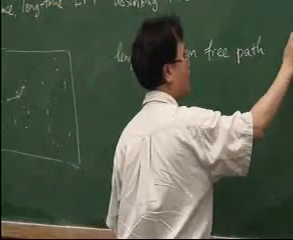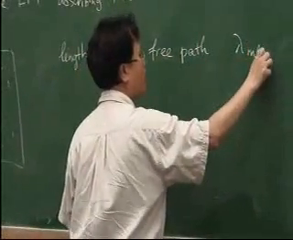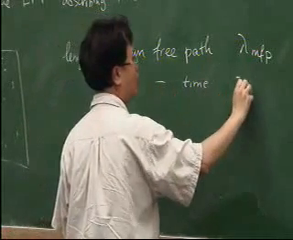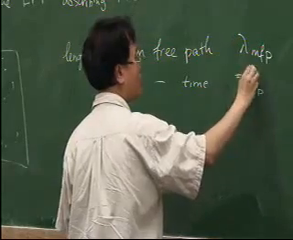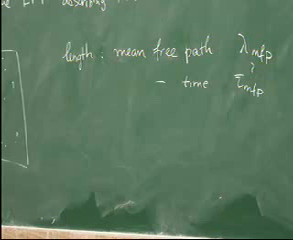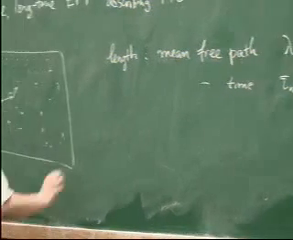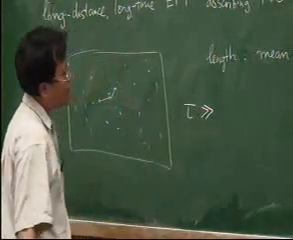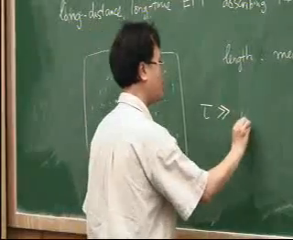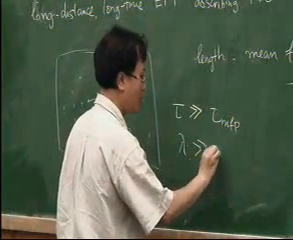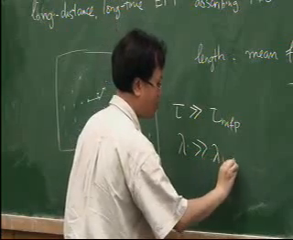Let's call that lambda the mean free path, and the associated time with that is some mean free time. In the relativistic theory, they are proportional to each other by a factor of the speed of light. The hydrodynamic theory is applicable if we are looking at time scales much bigger than the mean free time, and length scales much bigger than the mean free path.